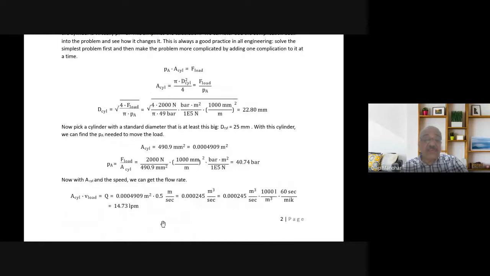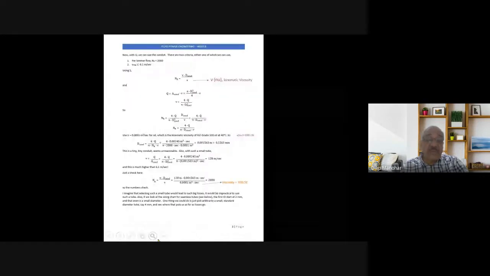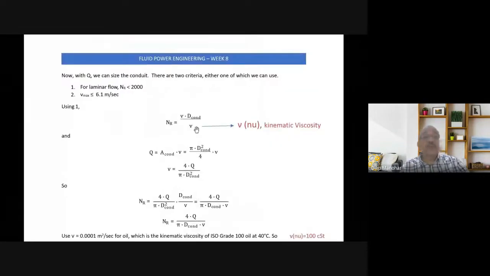Next slide now. So now with this Q, we size the conduit, that means the flow conducting elements. For conduction of the flow, there are two criteria here. First criteria is Reynolds number should be less than 2000. In fluid mechanics, we have seen if the Reynolds number is less than 2000, the flow is laminar. And when the flow is laminar, the friction coefficient is very, very low as compared to turbulent flow. So we keep it as a laminar flow.